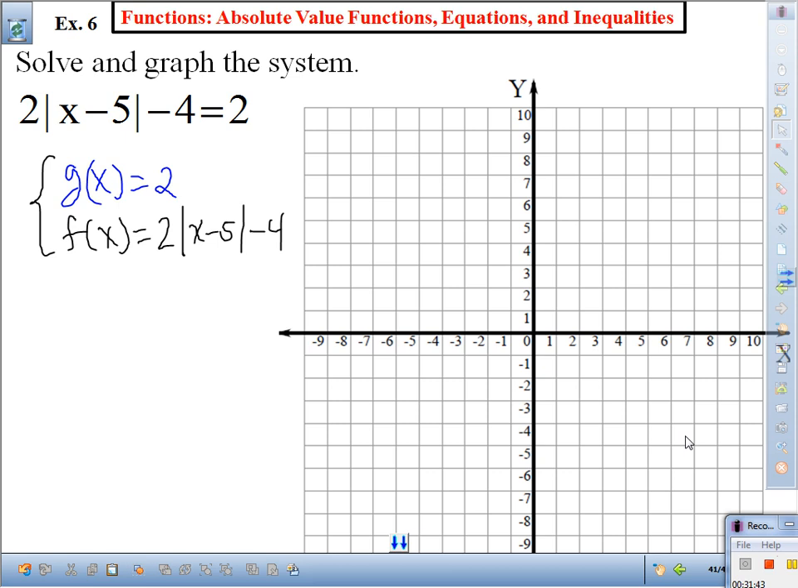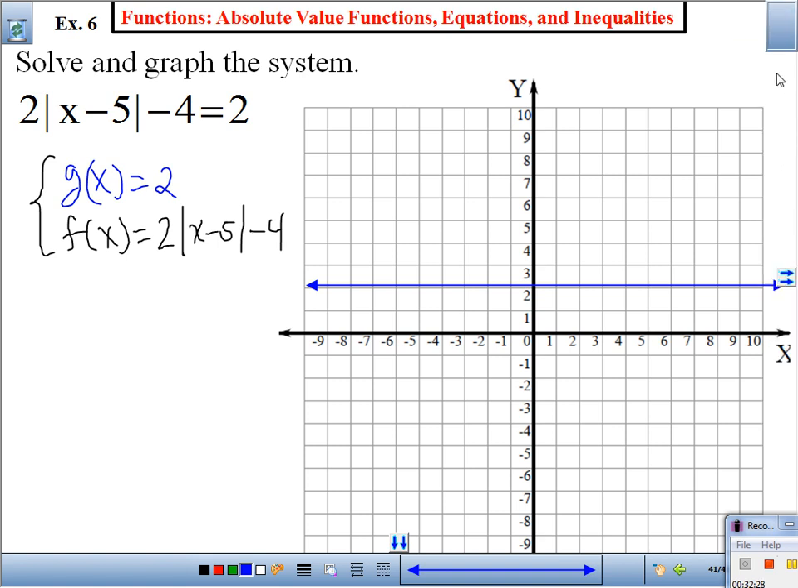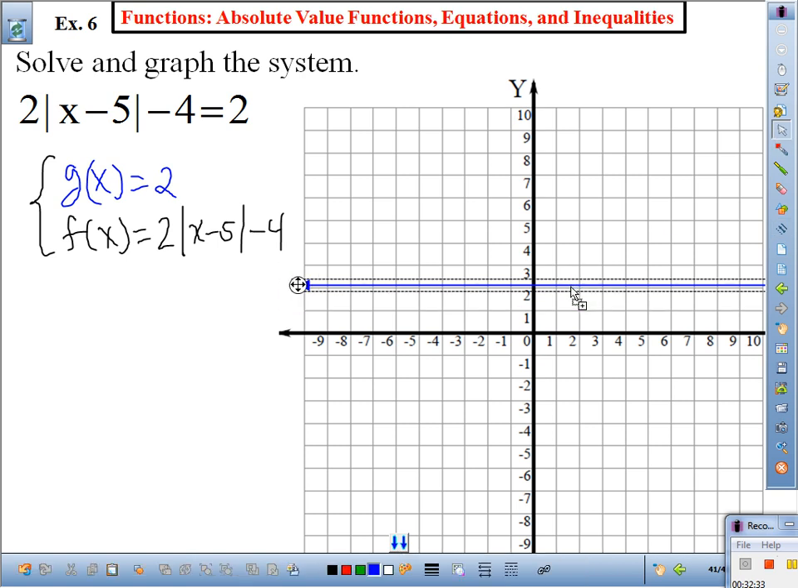All right. So first, I rewrote the system. Second, it says graph it. Can we graph this one? Yeah, tell your neighbor what this one will look like, please. Horizontal line, yes, straight line going through what? 2 of y. Sketch that one, please. I'm going to do that in blue. There it is. Make sure you stretch it all the way through your coordinate plane.